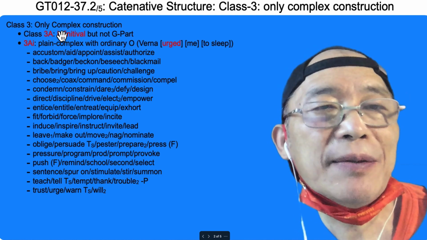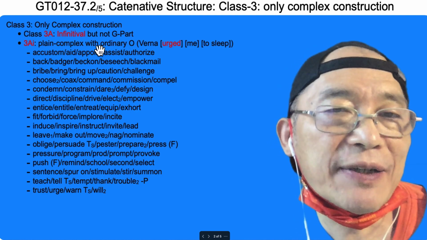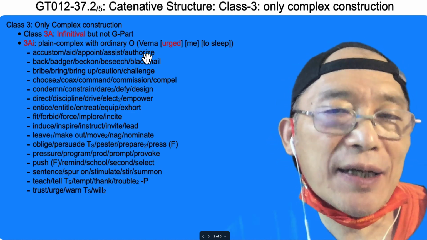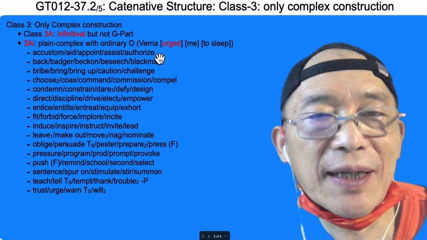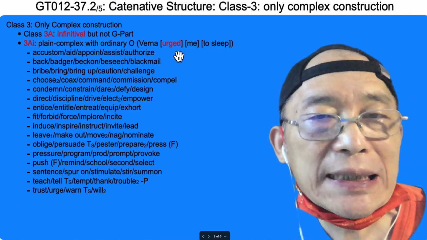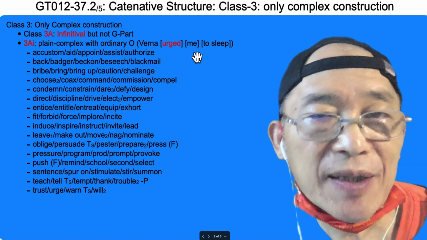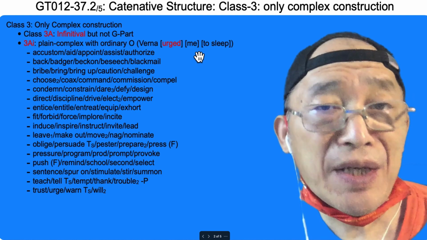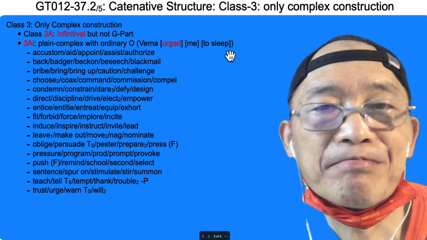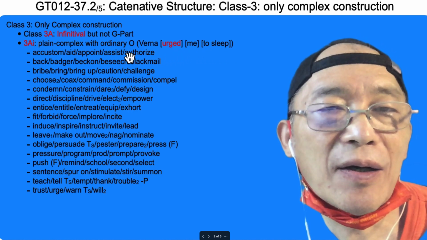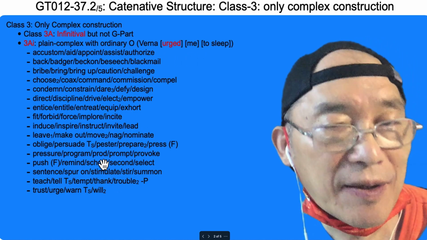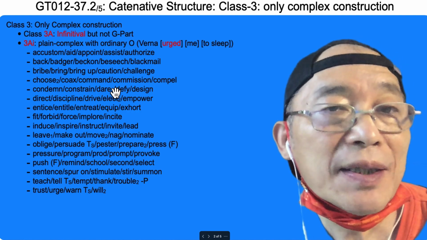So 3 only complex, 3a infinitive type, 3a-i takes an ordinary object. So Verna, of her own volition, took me and ordered me, I go to sleep. So that's an ordinary object. And there are a lot of similar verbs.